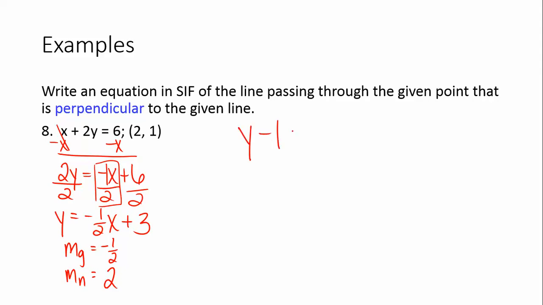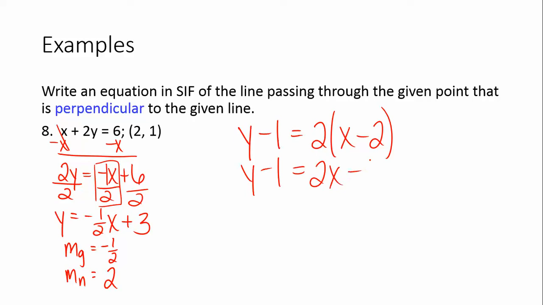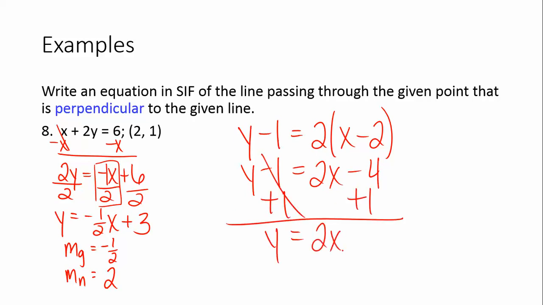So we get y minus 1 equals 2 times x minus 2, plugging in the ordered pair. y minus 1 equals 2x minus 4. We add 1 to both sides, and we get y equals 2x minus 3. That's the equation that's perpendicular to the given line.